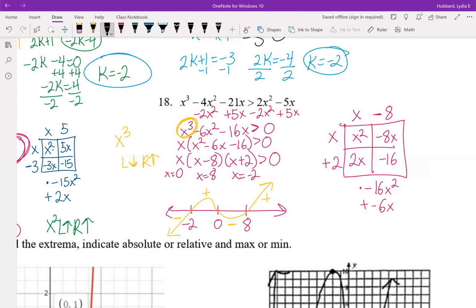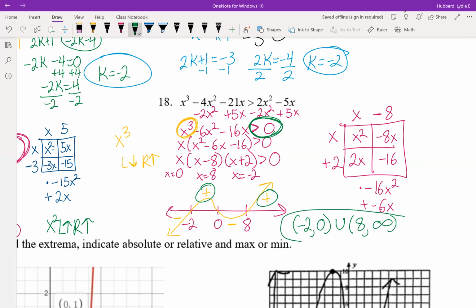And then we have to double check, where am I looking? I'm looking for something that is greater than 0. So I want the positive intervals. So that means my solution is going to be parentheses, because I'm not looking for greater than or equal to, it's just strictly greater than. So parentheses -2, 0, union, parentheses 8 to infinity. Because those are the two intervals where my graph is positive. And that would be my solution.